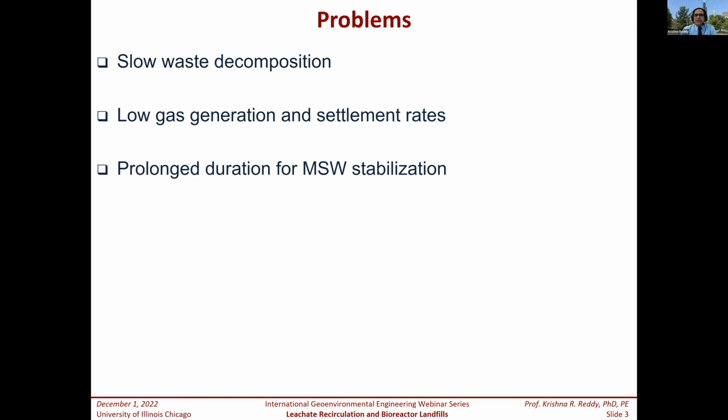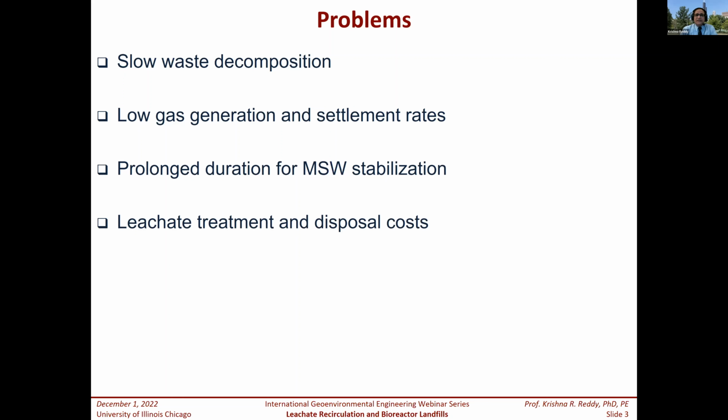So what does that mean is it will take very long time for the entire gas to be emitted, and entire settlement to take place. Basically, the settlement and gas is related to organic content in the waste, and all the organic content will degrade very slowly. So it will take a very long time for this stabilization to take place.